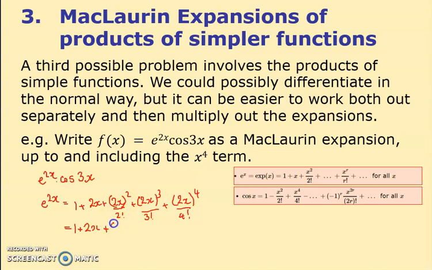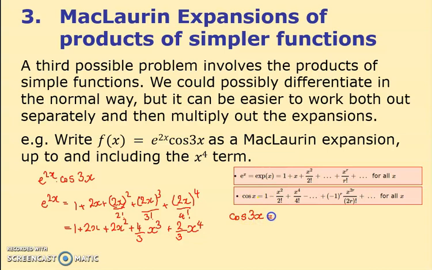I think that's plus 2x squared. This is 8x cubed over 6, which I think is 4/3 x cubed. And this is 16 over 24, which is 2/3 of x to the 4. Now, I do the same thing with the other one, cos of 3x.